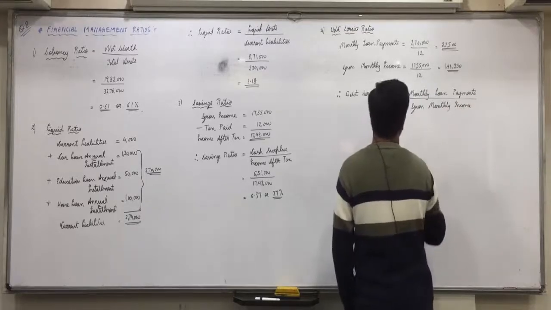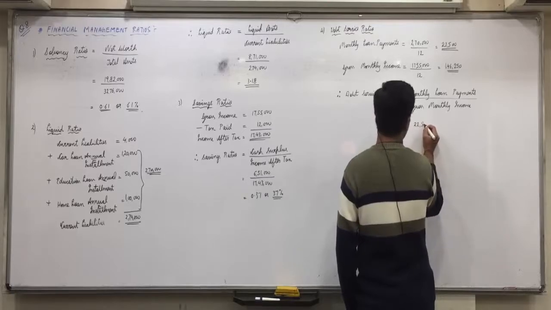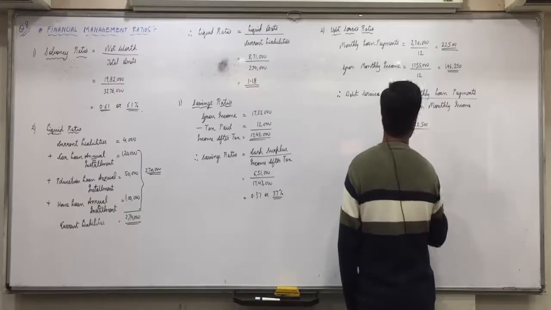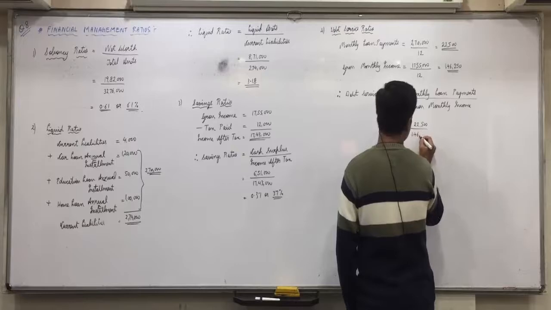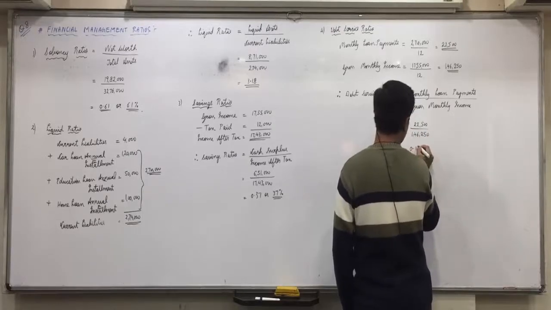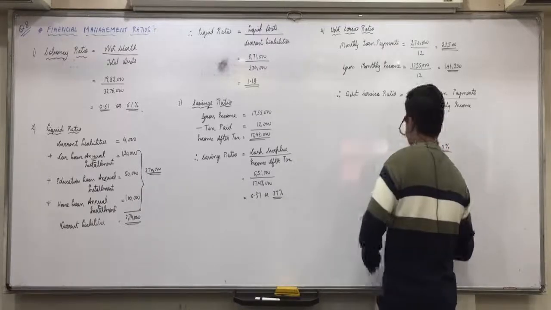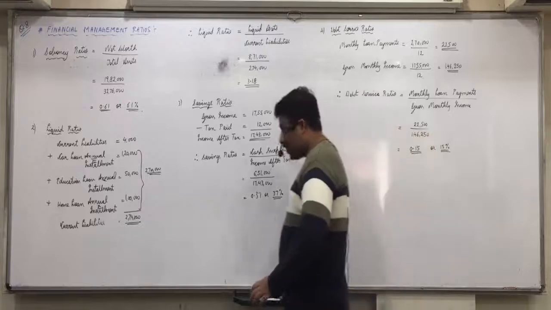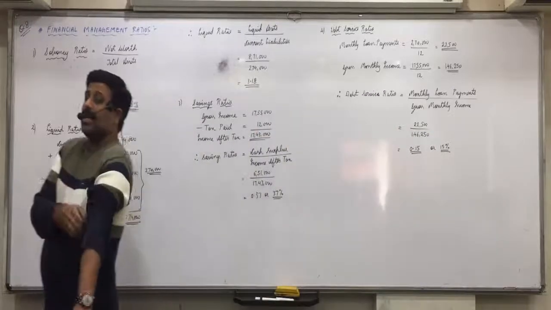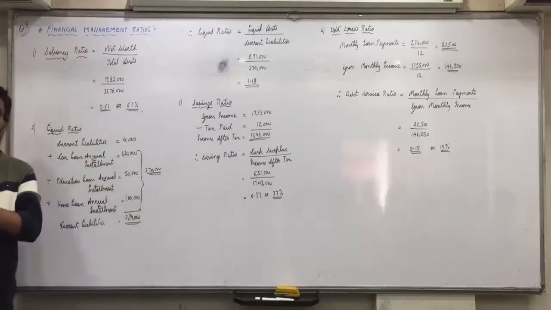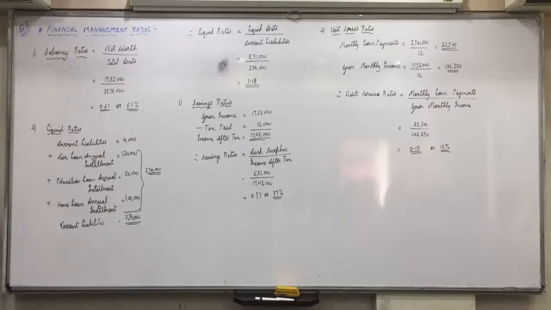So monthly loan payments 22,500 upon gross monthly income 1,46,250, 0.15 or 15%. This is also a good ratio. Only 15% of your income you are using in monthly loan payments. The rest is free for you, for other expenses. Is everyone of you clear with this?